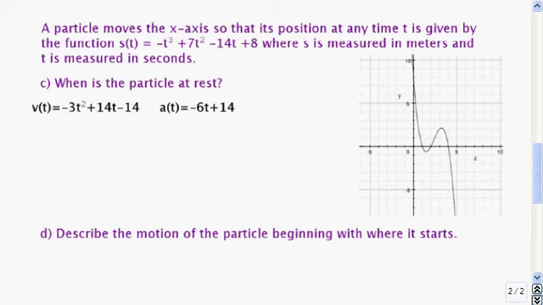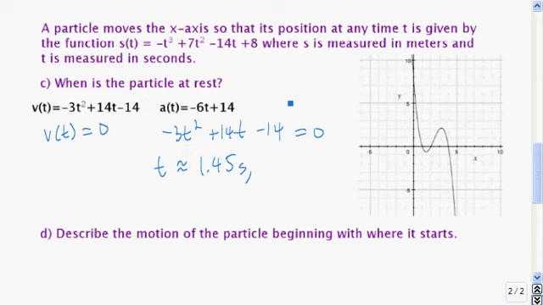Okay, for the same scenario, we want to find out when the particle is at rest. The particle is at rest when its velocity is equal to 0. So to find out when the particle is at rest, we take the velocity function and set it equal to 0. We can solve this graphically by plugging this into y1 and this into y2 and finding the intersection points, or we could use the quadratic formula. We could use whatever we want. But if we do, we're going to find out that the velocity is equal to 0 at around 1.45 seconds and 3.22 seconds.